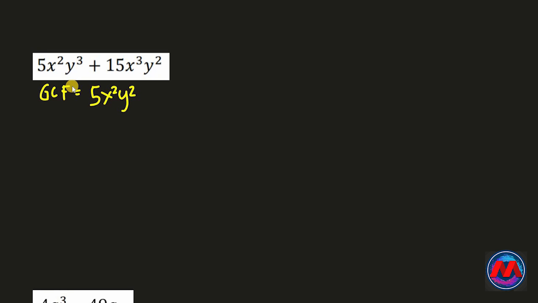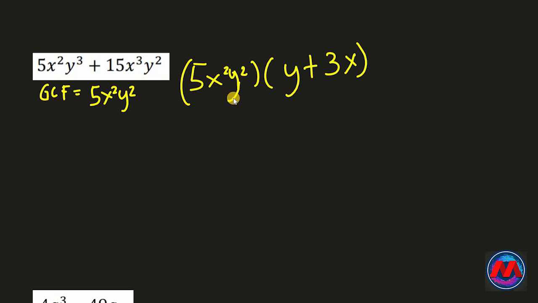Okay, the first step when factoring is to always find the GCF, because it will make the equation simpler. Now, we take out 5x squared y squared. What remains is y, plus 15 divided by 5, that's 3x. So the final factors are 5x squared y squared and y plus 3x. Alright? So, let's move on.